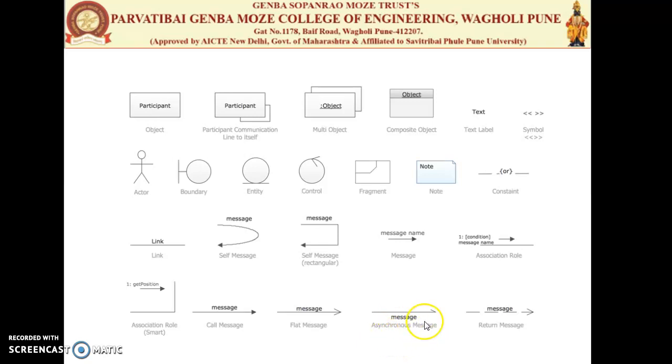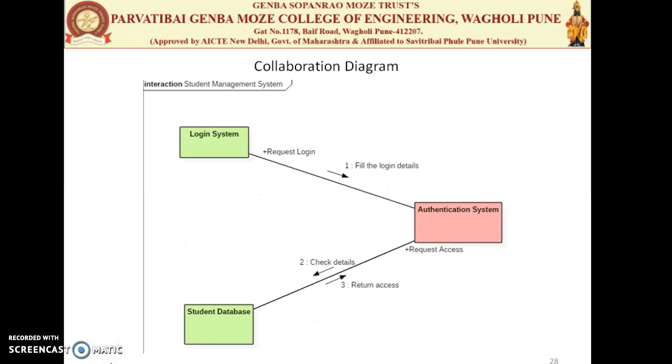Whenever the sender sends a message to the receiver, the sender waits for the message from the receiver, but in the asynchronous message, the sender will not wait for the reply from the receiver. Then return message, it is nothing but the reply, which is given by dotted lines with the arrow. So these are some notations which are used under the collaboration diagram or the communication diagram.